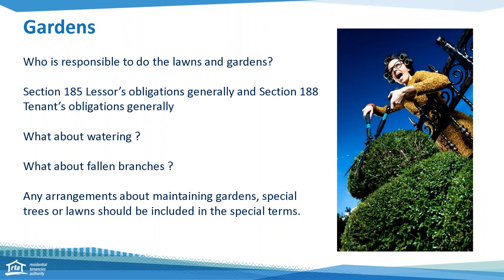In some situations where a tenant doesn't own a mower or equipment to maintain the lawns and gardens, tenants and owners and managers may negotiate for the owner to take on that responsibility and the rent to include lawns and gardening, and that may then become a special term. An owner then may outsource that to a tradesperson to regularly attend the property to carry out the work.